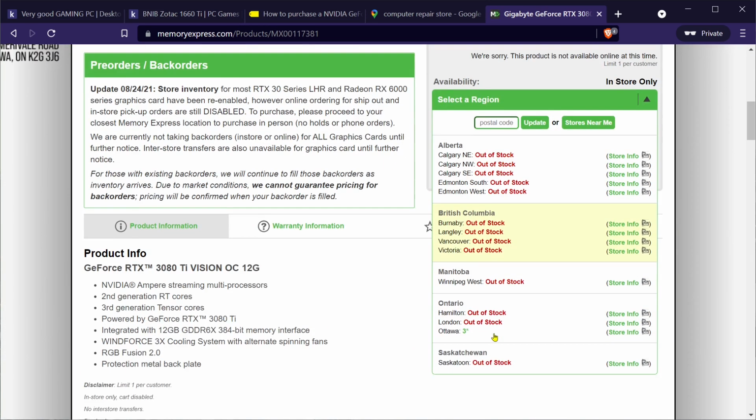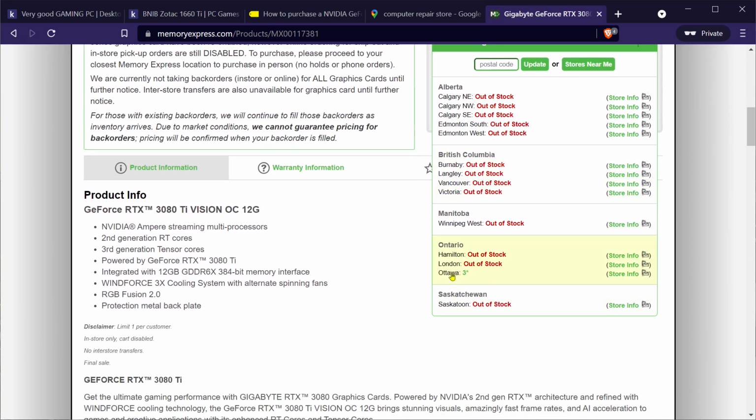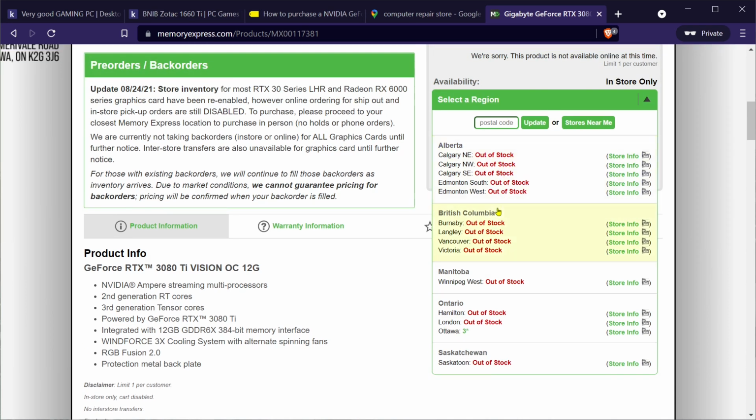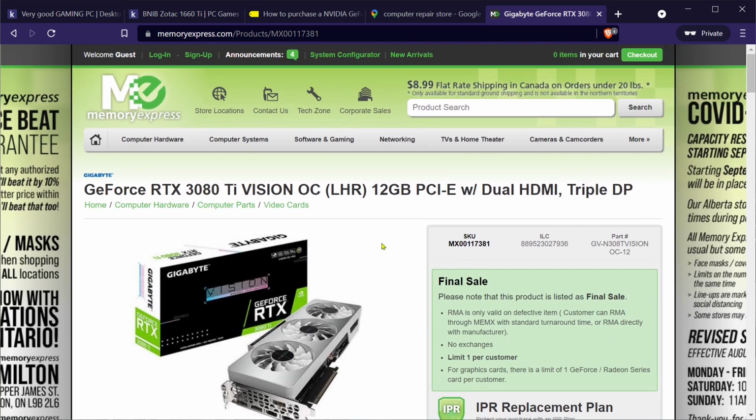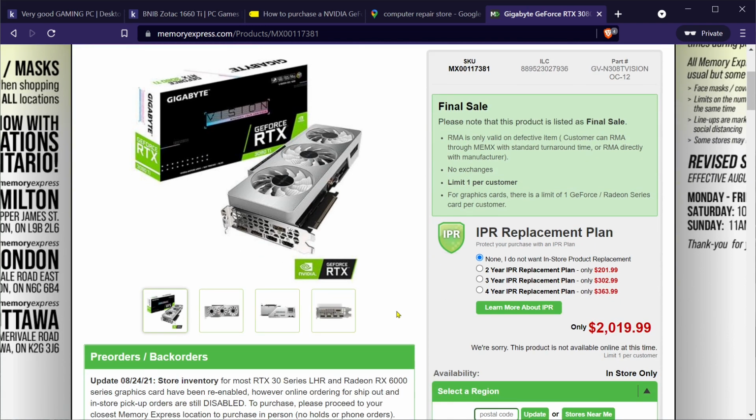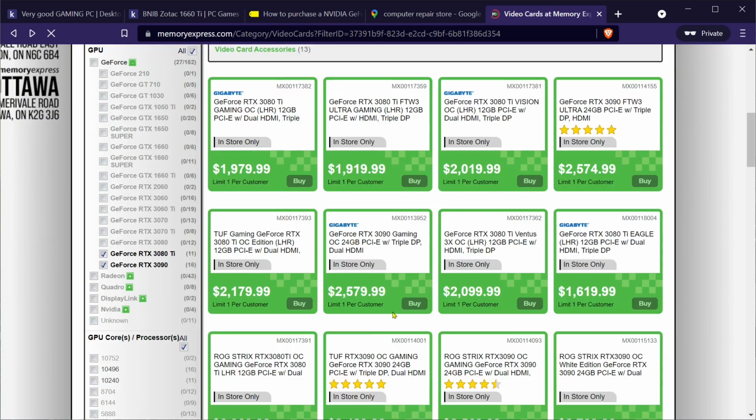Select a region. Here you go. Ontario, if you're in Ottawa, there you go. They updated their stock. Ottawa, Ontario, you got three of these in stock. Everywhere else, Alberta, British Columbia, Manitoba, Ontario, Saskatchewan, all out of stock, except for Ottawa. But I can almost guarantee you, if you go into some of these stores, they are probably going to have these on the shelf. I don't think that they're updating their stock. A lot of times they have 3080 Ti's and 3090s. They're not the super cheap ones, but they'll be there.